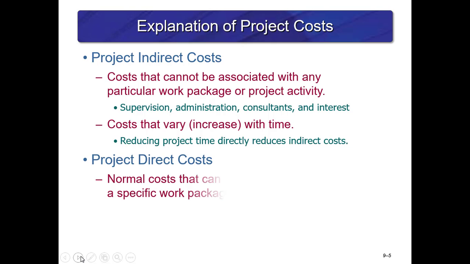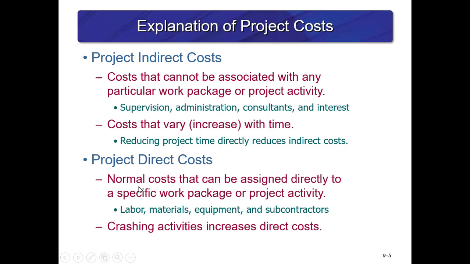On the other side are project direct costs and normal costs that can be assigned directly to a specific work package or a project activity. So labor, materials, equipment, and subcontractors are options. And crashing activities increases direct costs. So notice, reducing project time directly reduces indirect costs, but reducing project time increases the direct costs.